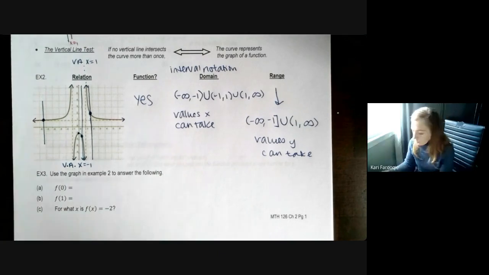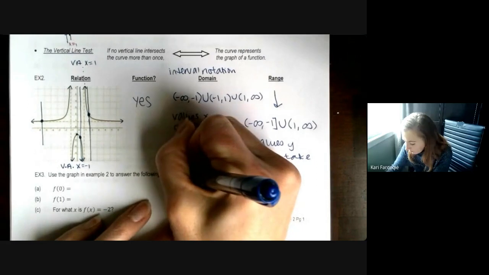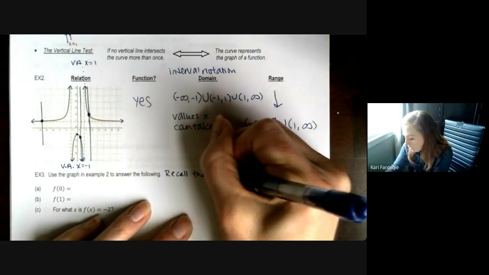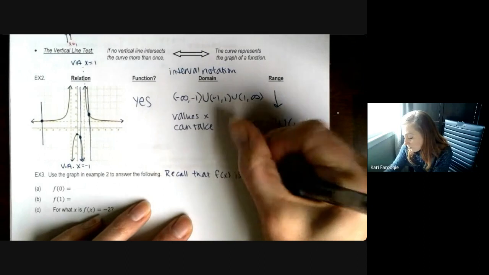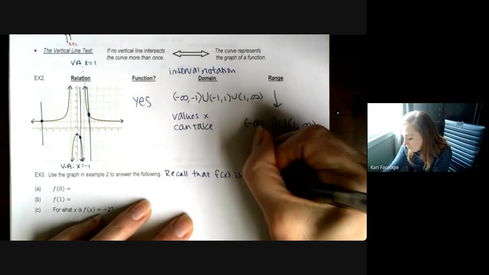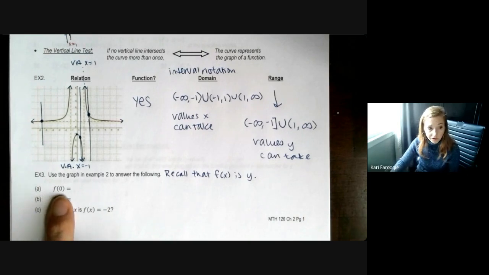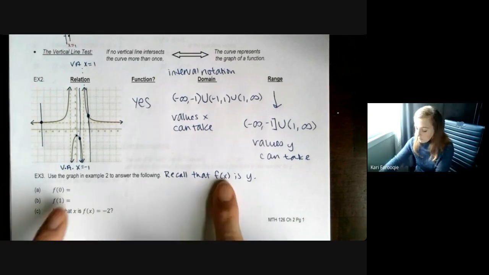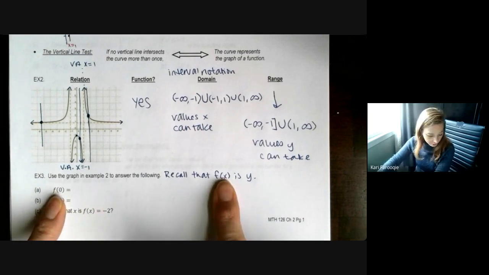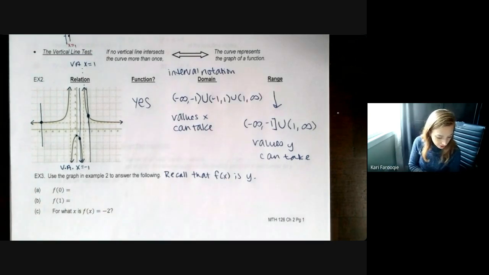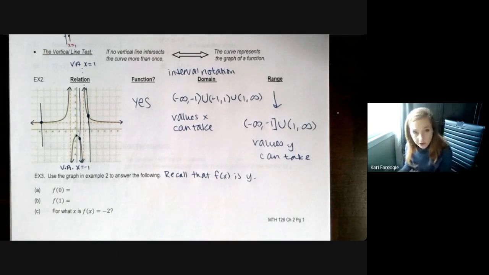By the way, recall that f of x is y. So when I say f of x, I'm really talking about a y value. So when we're looking at this function notation, in this case, I'm talking about f of 0. Well, that means that if I'm talking about f of 0, then x is 0. So if I'm going to use the graph to answer these questions, and I want to know what is f of 0, that means that I want to know what is y when x equals 0.